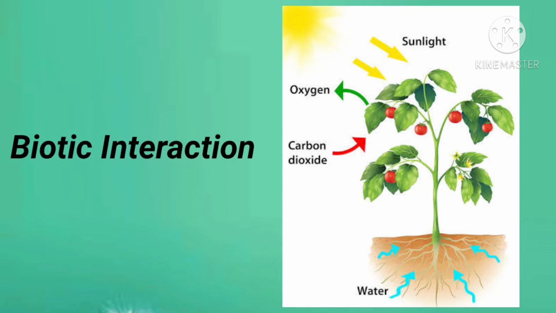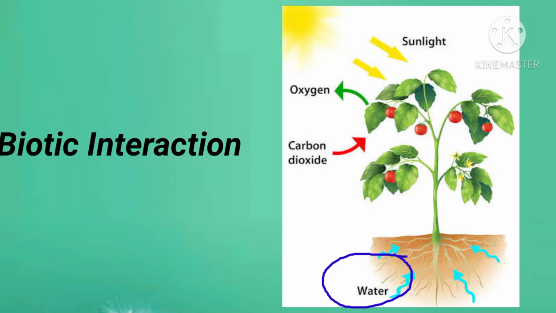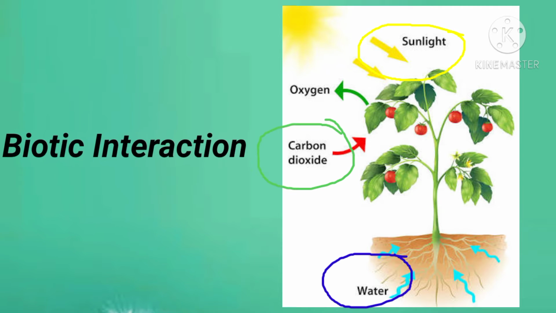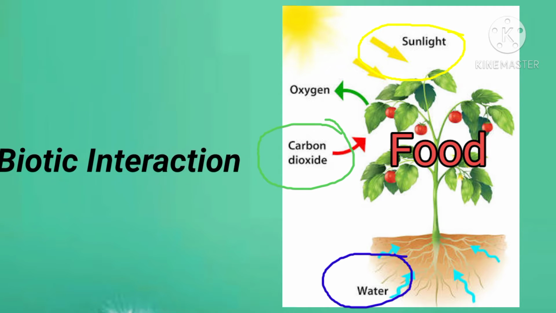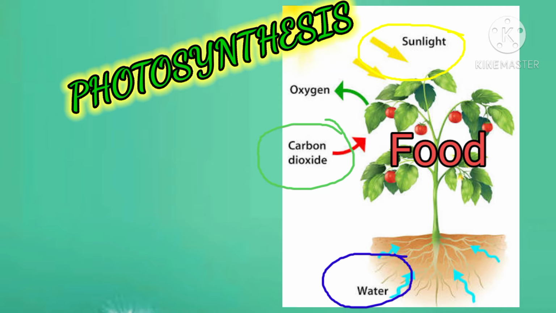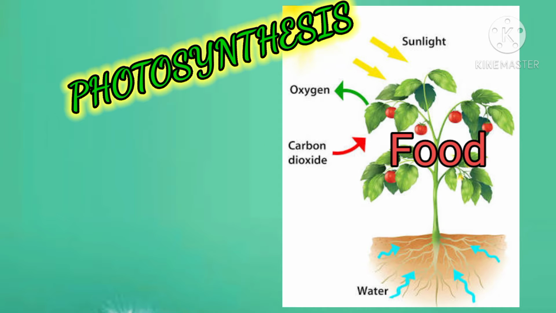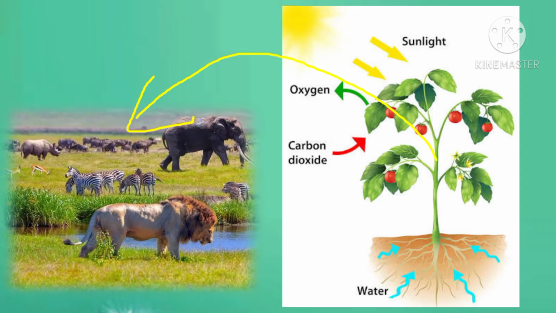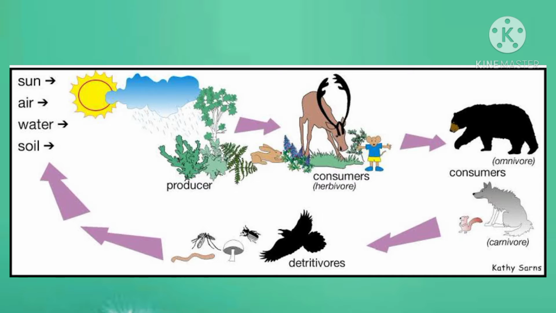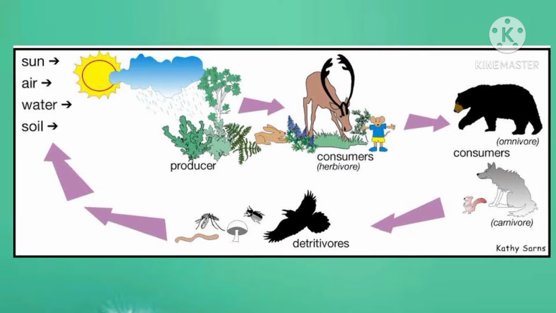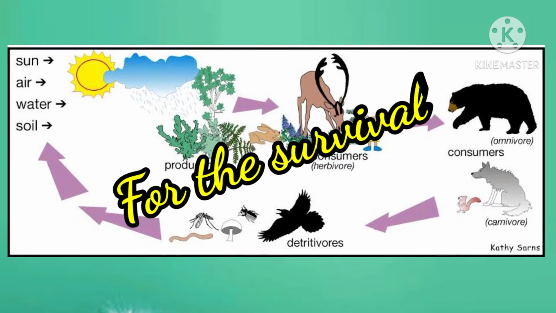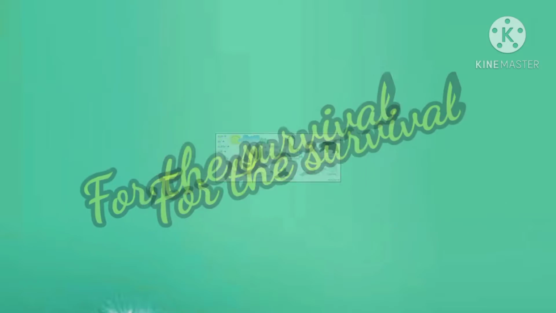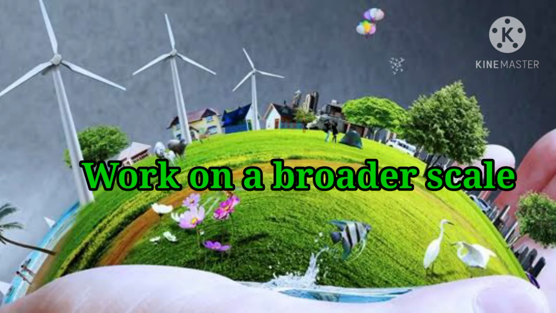The biotic interaction is that plants use water, sunlight, and carbon dioxide to create their own nourishment or food through a process called photosynthesis. Also, these plants serve as food for higher animals. It implies that all the biotic components constantly interact or exchange things with each other, as well as abiotic components for the survival. These components work on a broader scale.